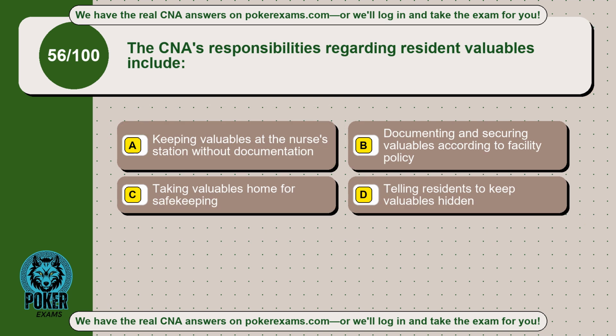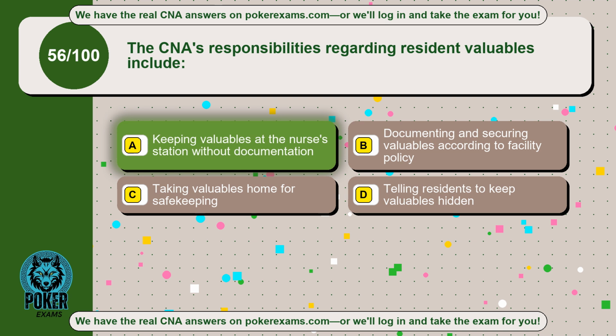Question 56. The CNA's responsibilities regarding resident valuables include: Option A, keeping valuables at the nurse's station without documentation. Option B, documenting and securing valuables according to facility policy. Option C, taking valuables home for safekeeping. Option D, telling residents to keep valuables hidden.